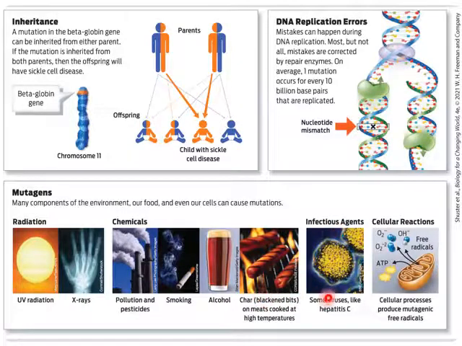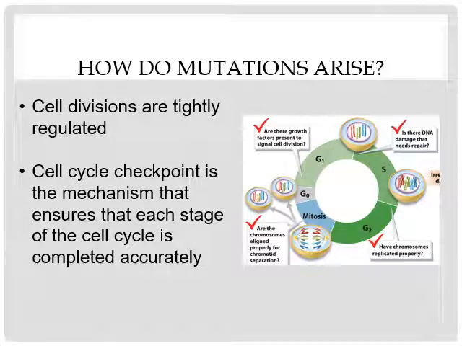And then there are also infectious agents, like some viruses such as hepatitis C. We're also seeing that to some extent with COVID, although we don't know the long-term effects and what mutations we're going to see long-term with COVID. There is a possibility that we're going to see something similar to what we see with hepatitis C. And then there are also different cellular reactions that can happen as well.